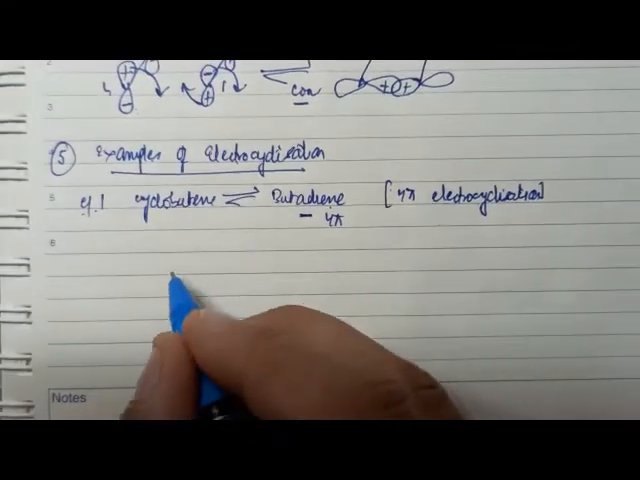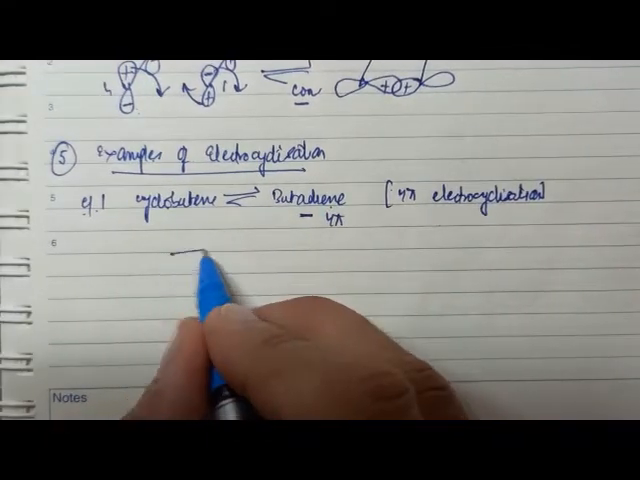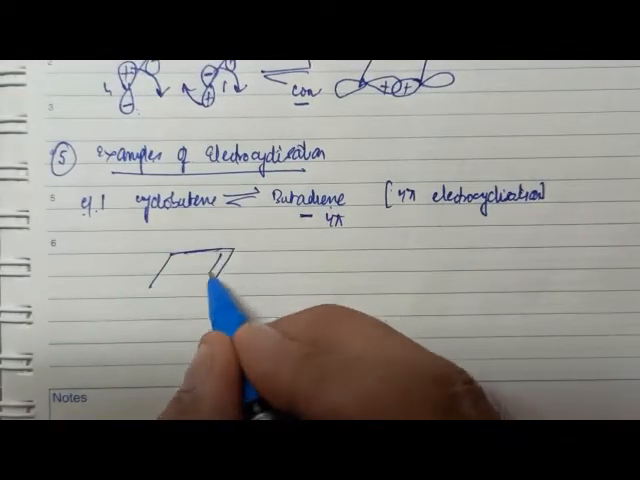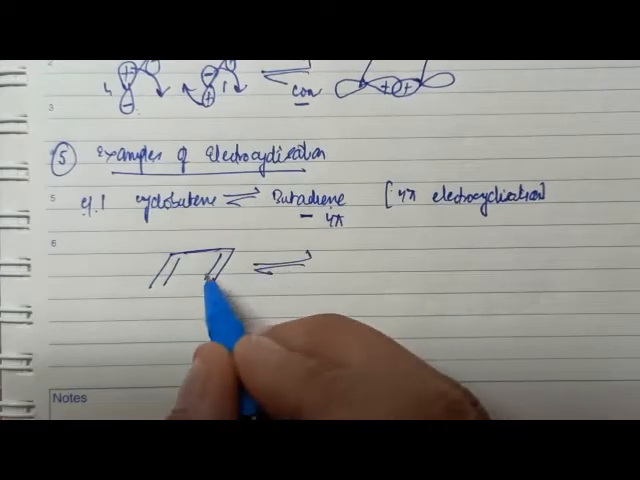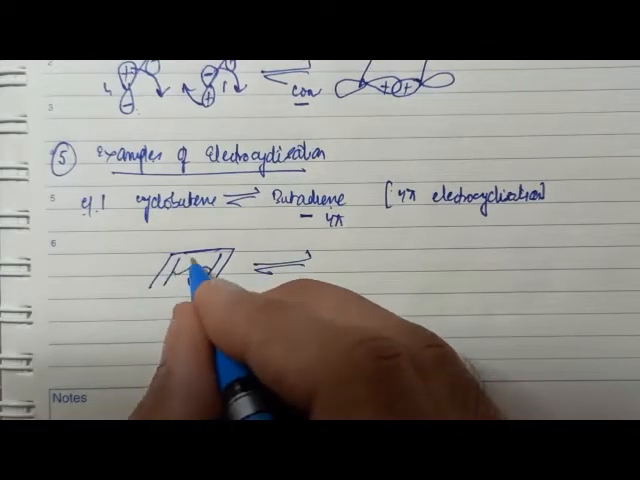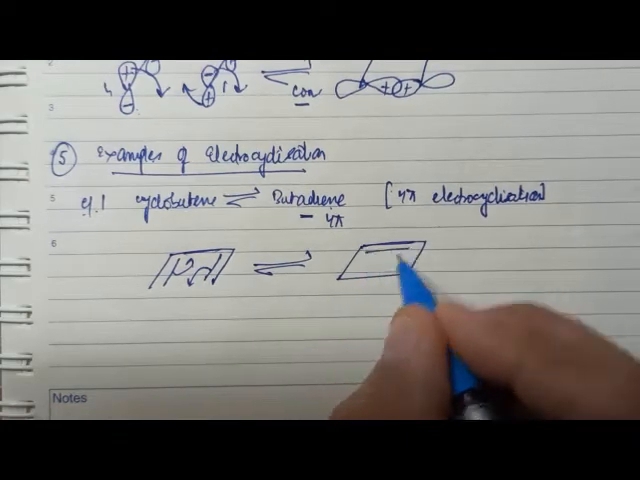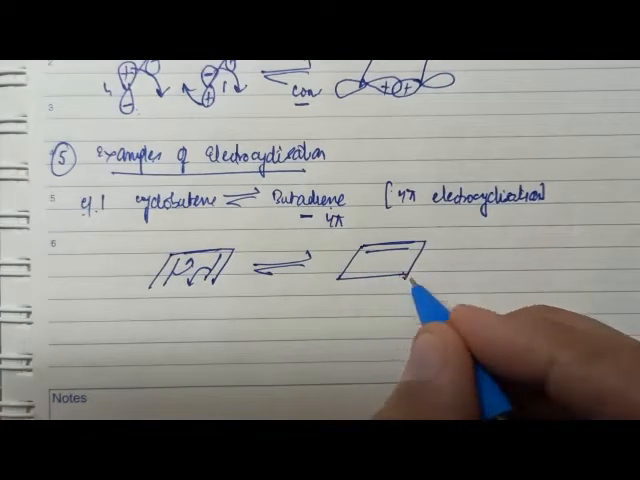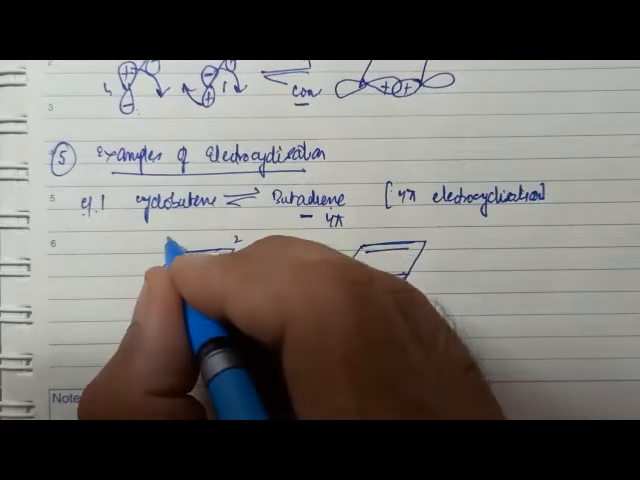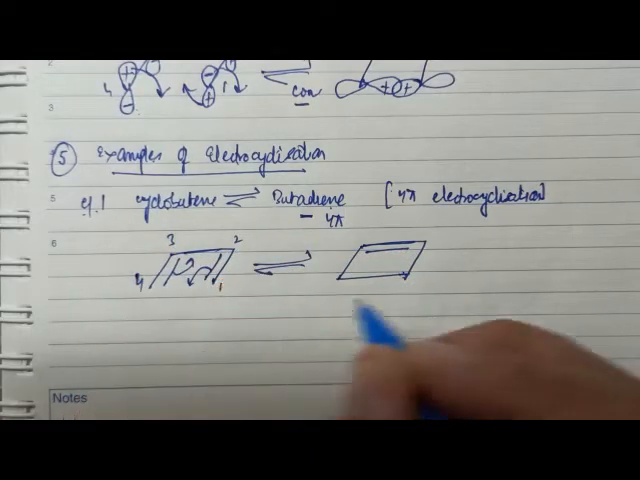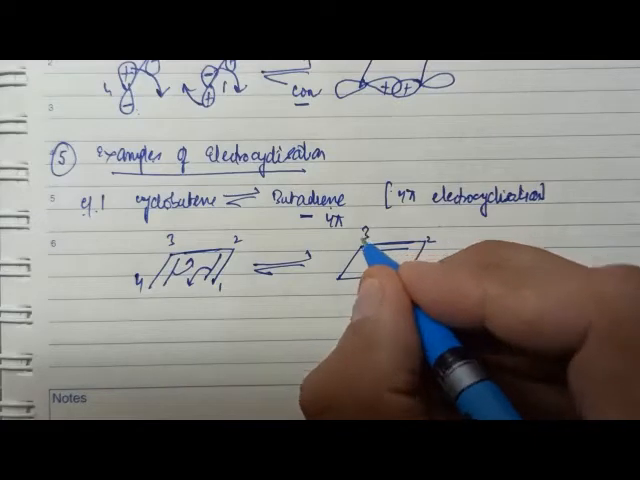Now, following the electrocyclization, how do we write the product? I have a butadiene molecule, let's say like this. How do I write the product? I move the arrows and I write the product. My product is cyclobutene. Now let's follow that these are the 4 carbon atoms of butadiene and these are the 4 carbon atoms of cyclobutene.